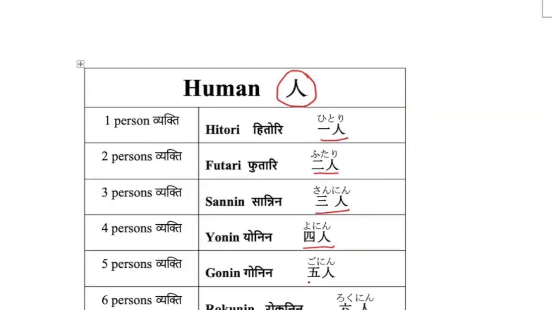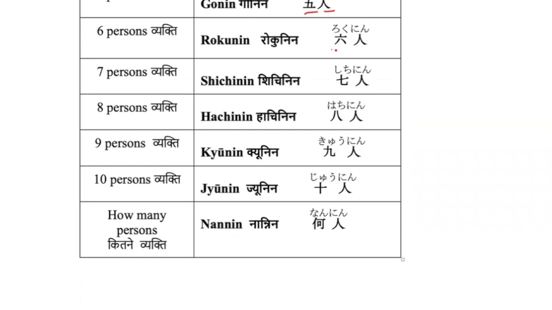Five persons is simple. Go is five, and nin is person. Gonin, five persons. Six persons is roku. Roku is six, and this kanji is nin. So rokunin is six persons. Seven persons, it is shichi, seven, and nin, person. Be careful, it will never be nananin. It is shichinin. Eight persons, hachi is eight, and nin. So eight persons is hachinin.